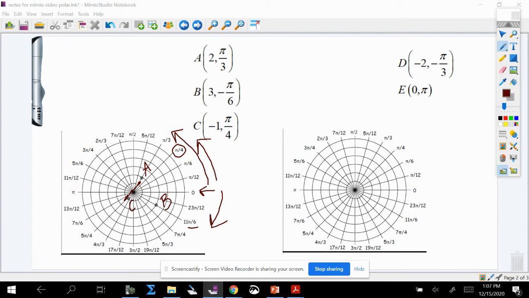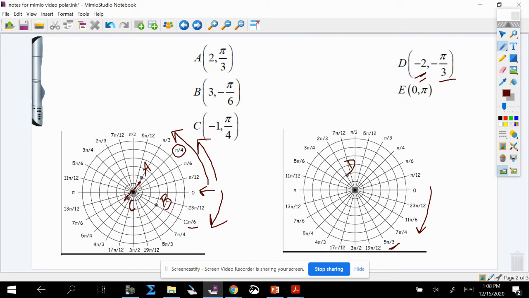D, I'm going to put on the second one just because I feel like the first graph's getting kind of messy. You have a negative angle, so we're going to go this way, negative pi over 3, which is actually going to take us to 5 pi over 3. But then instead of going towards 5 pi over 3, we have a negative radius, so we're going to back step 2 units. So pi over 3, we're going to go backwards 1, 2. That's going to be point D.